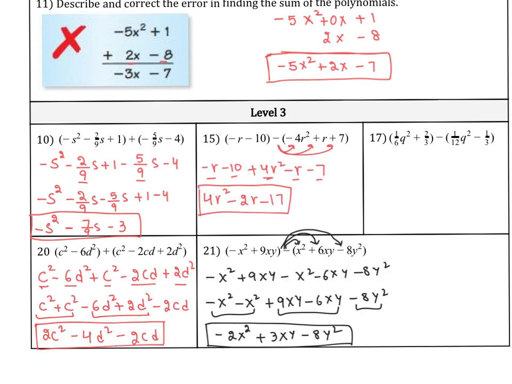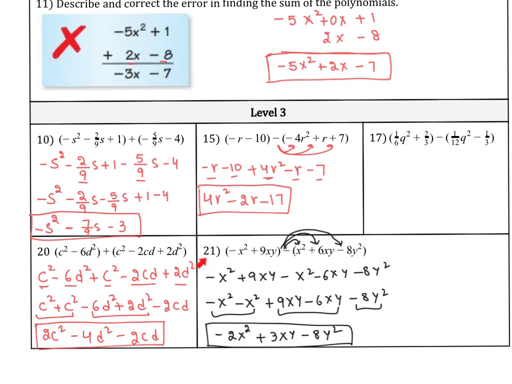For number 15, you're going to distribute the negative inside. So that becomes positive 4r squared, negative r, negative 7. Combine the like terms. So we don't have anything to combine with 4r squared. So that's as it is. Negative r would be negative 2r, negative 10, and negative 7 would be negative 17.